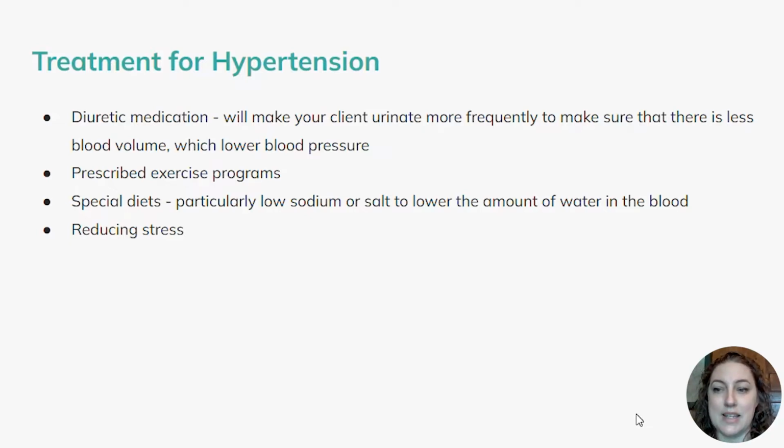Often your patients may take something called a diuretic medication, and this will make your client urinate more frequently to make sure that there's less blood volume, which can lower the pressure. Sometimes they will be on prescribed exercise programs that you may need to help them complete. Often they'll be on a special diet, particularly low sodium or salt, to lower the amount of water in the blood. And of course, reducing stress, anything that will stop the heart rate from rising too high.